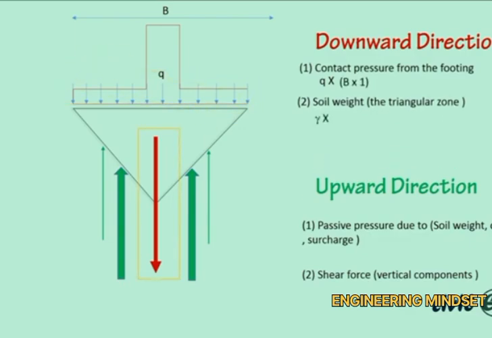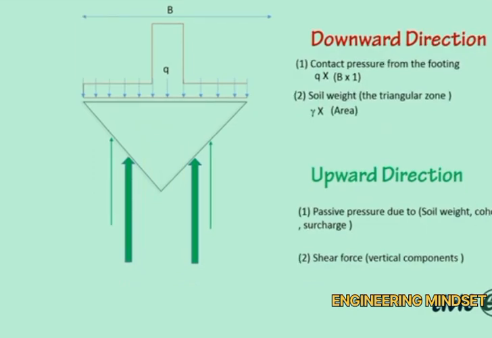The weight of the triangular zone will equal the unit weight times the wedge area, which in this case will be equal to half multiplied by the width B multiplied by this length, and let's name it h. And since tan phi in this case will equal h over B over 2, we can arrange that to find h equal to B over 2 tan phi. So the area will be equal to half multiplied by B over 2 tan phi. That could be written as 1 over 4 B square multiplied by tan phi multiplied by gamma.